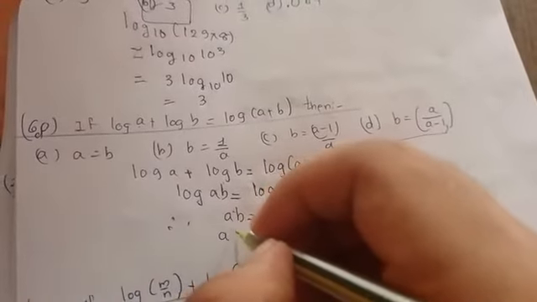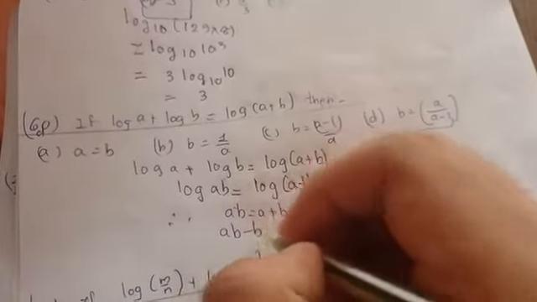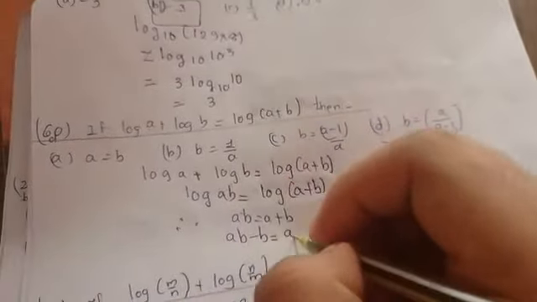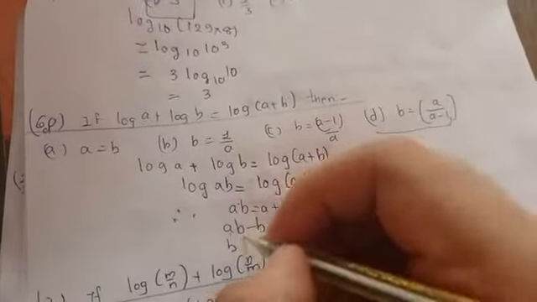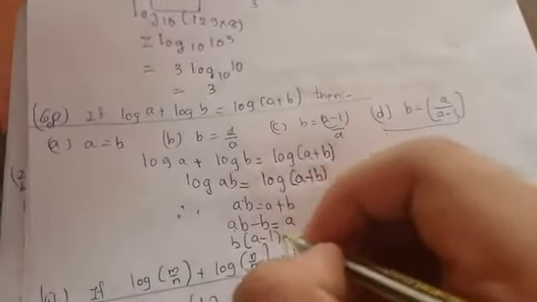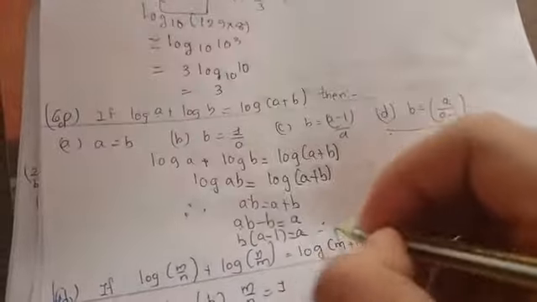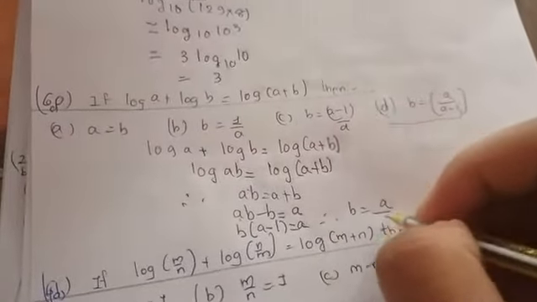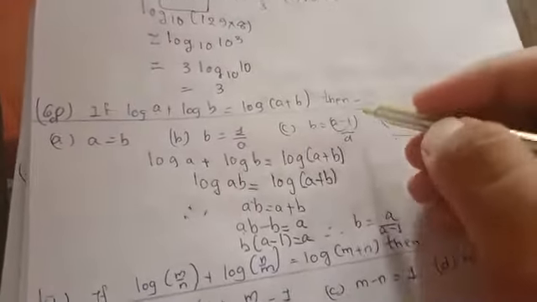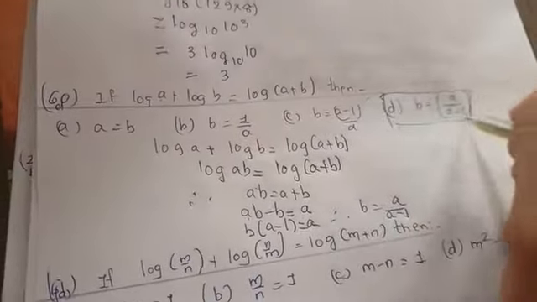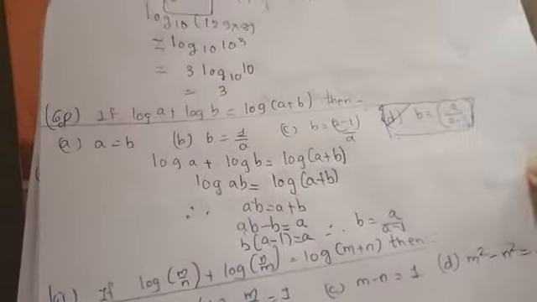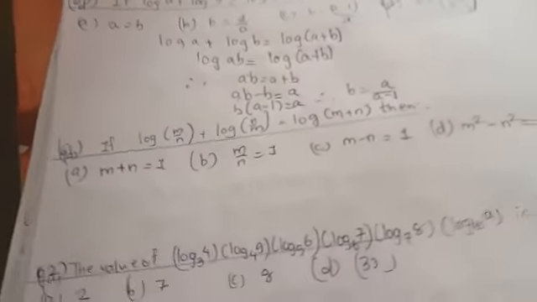Now taking B on LHS, we get AB minus B is equal to A. Now taking out B common, we get B into A minus 1 is equal to A. Therefore, B is equal to A upon A minus 1. So in 60th question, option D, B is equal to A upon A minus 1 is correct.